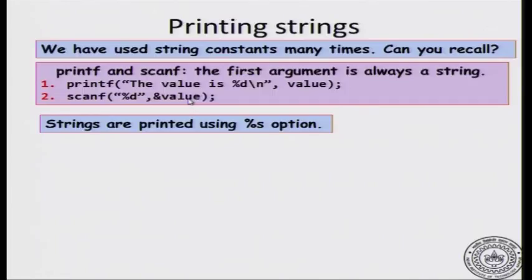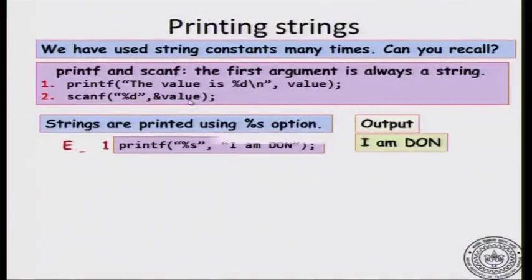Strings are printed using the %s option. Any of the basic data types in C can be easily printed using the printf statement if you give the correct format specifier. So, if you have a string constant, you can print it using the %s option. For example, if I want to print the string "I am down" within double quotes, then I can say printf("%s", "I am down"), and this will print I space am space down, which is exactly what I wanted to print.